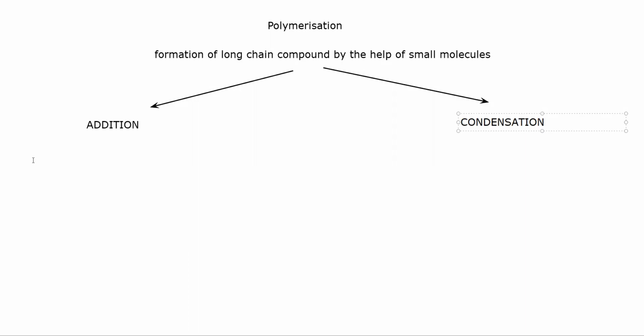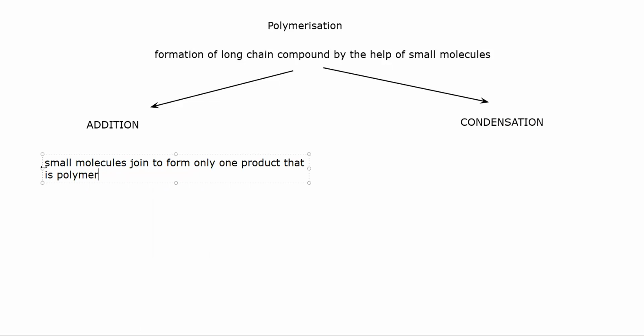The term addition polymerization means small molecules join to form only one product, that is the polymer. And as we discussed addition reaction, the term addition reaction means when there's only one product, that kind of reaction is known as addition reaction. So in addition polymerization, what happens? Small molecules will join together and give only one product, and that is the polymer.